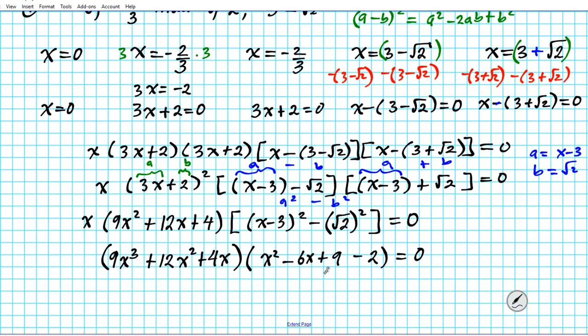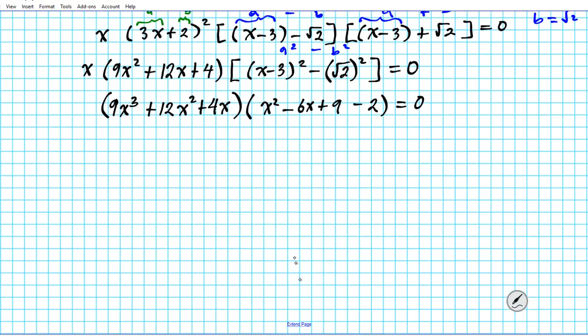So we'll just simply multiply these two, but before we do that, I think we can simplify. So we have 9x to the third plus 12x squared plus 4x times x squared minus 6x plus 9 minus 2, which is positive 7, equals 0. Okay, so we're going to multiply this cubic trinomial with this quadratic trinomial.